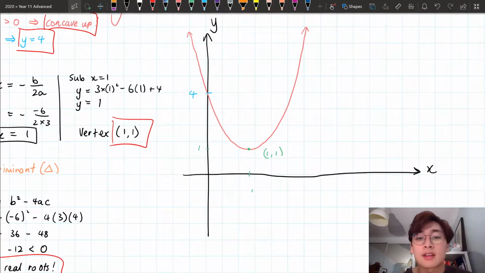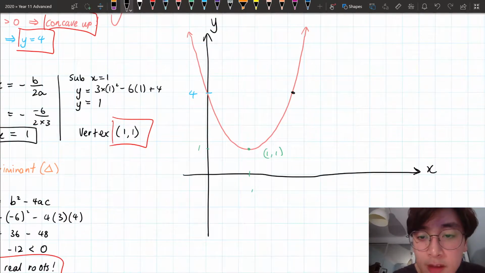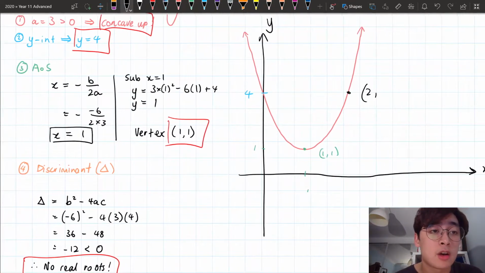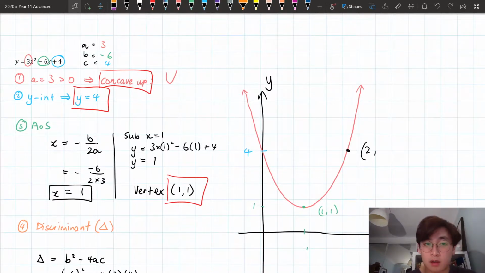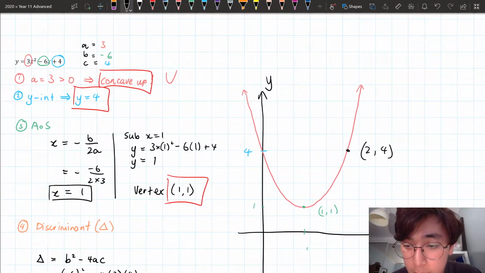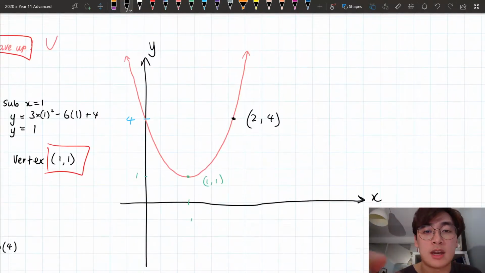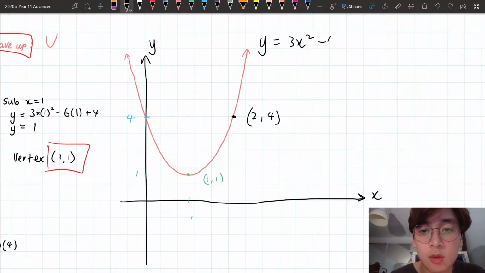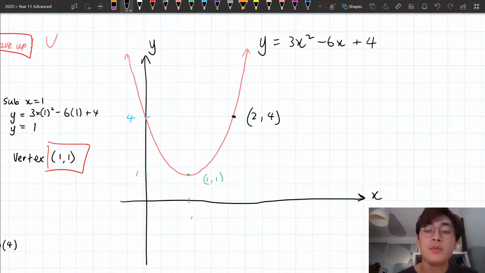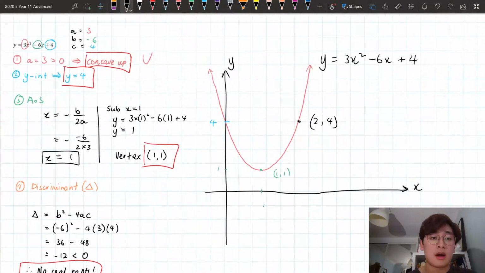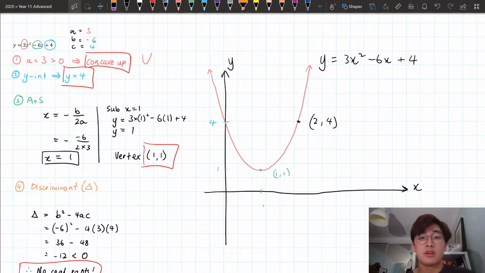When we're doing graphs like this, we also need to include one more point just to ensure that we are showing this exact parabola, not any other one. So I'm going to pick any x value. Let's pick x is equal to 2 and substitute that value into our quadratic. When I substitute x is equal to 2, I think it gets you 4. So I'm putting on another point here just to show that it's this specific quadratic. And so I'm going to have y is equal to 3x squared minus 6x plus 4.